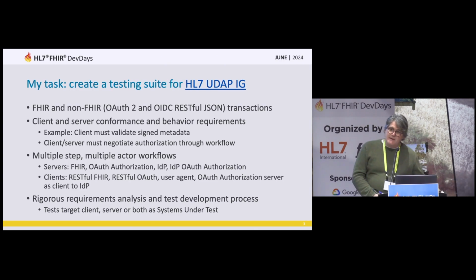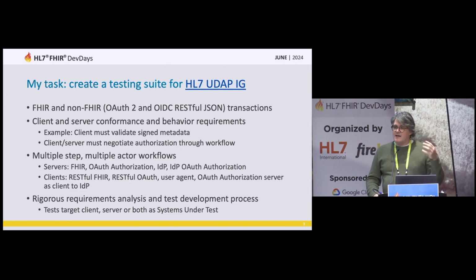Part of the reason that I'm here is that I got assigned this task of coming up with the test suite for HL7 UDAP. It has all the edge cases in one IG, which is so much fun. It's got FHIR transactions, it's got non-FHIR transactions, so that'd be the OAuth 2, which is RESTful JSON. It's got conformance and behavior requirements on client and server. It's got workflow requirements. It's got complexity.